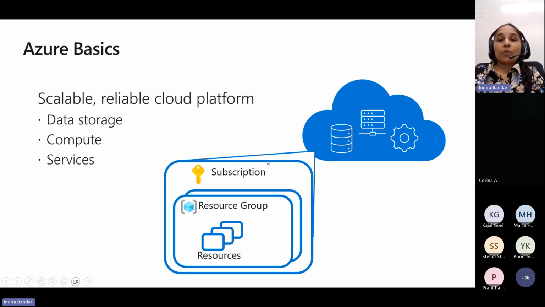At the outset you have a subscription. Once you have a subscription, you can create a resource group. We will be doing all this in the first lab, and underneath the resource group we will start creating the resources. The resources can be a computer vision resource, an anomaly detector resource, an Azure Machine Learning resource, a lot of resources. All the resources that are available in Azure, we can create underneath the resource group. So that is the actual structure.